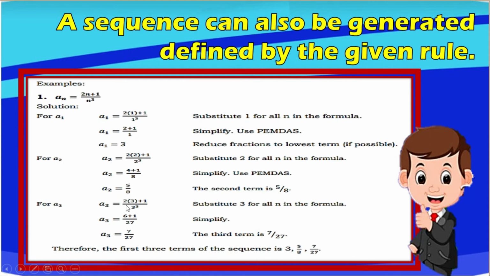So getting a sub 3, substitute 3 for all n in the formula. So 2 times 3 plus 1 all over 3 cubed. So 2 times 3 is 6 plus 1 all over 3 cubed means 3 times 3 times 3. So 3 times 3 equals 9 times 3 equals 27. So 6 plus 1 is equal to 7 over 27. Therefore, the third term of this sequence is 7 over 27. So we have now the first three terms of the sequence: 3, 5 over 8, and 7 over 27.